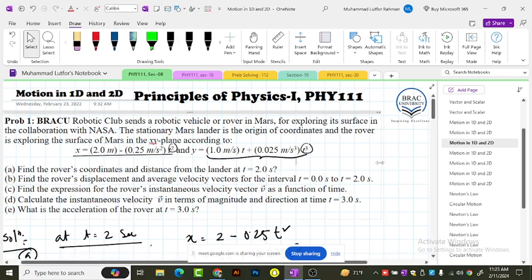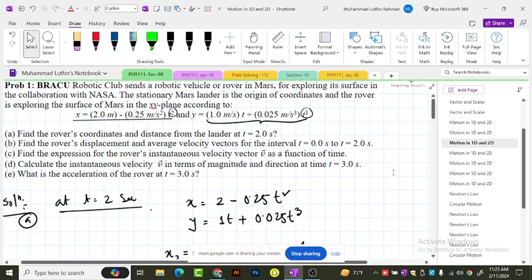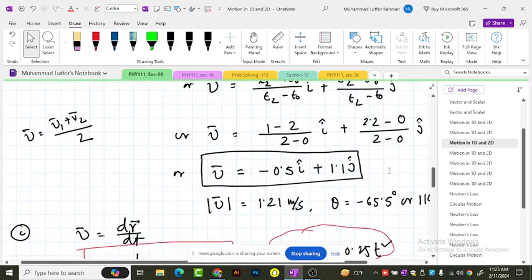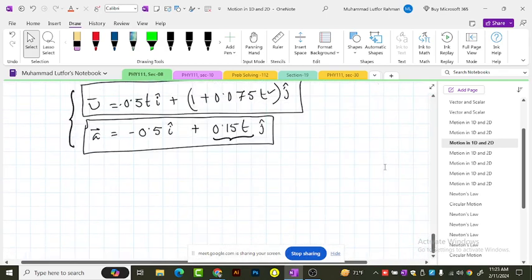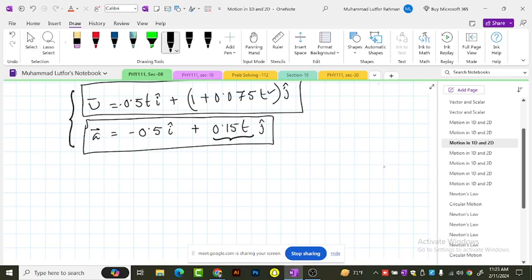If you just look at this equation without doing that calculation, you can make that assumption or comment on that. So that should be the answer. This car, the robotic vehicle, will not move at a constant velocity nor at a constant acceleration. All right, now let's move to the next question.